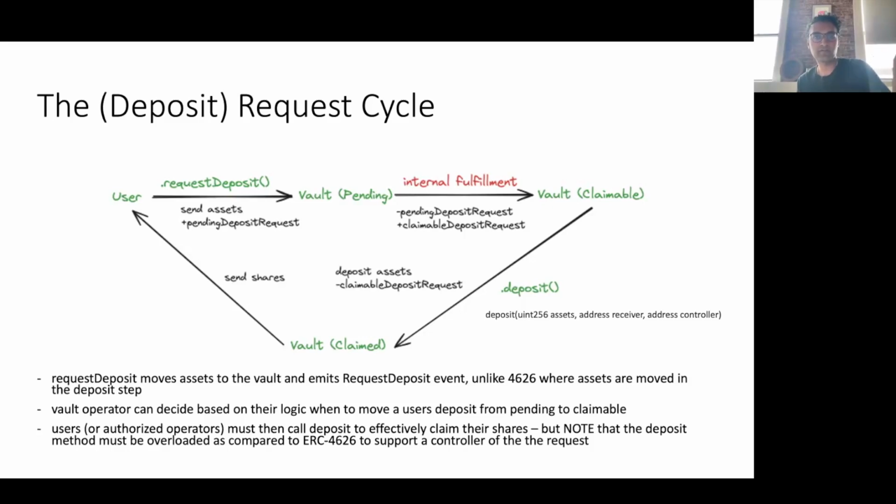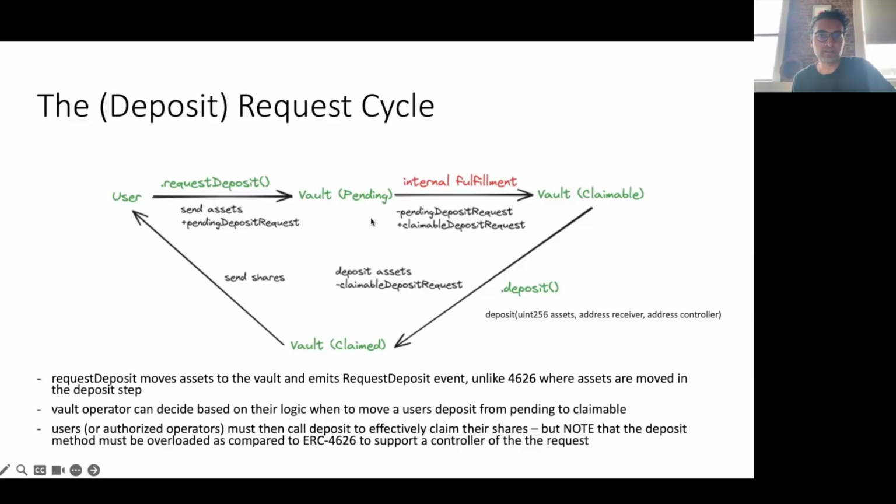All right, talking about the general request cycle, the TLDR is that we have vaults that cycle from pending to claimable to claimed. To go from each one of those steps, there's some action that either the vault or the user has to take. It starts with the user. The user would request a deposit. On the request deposit step, assets are already sent to the vault.